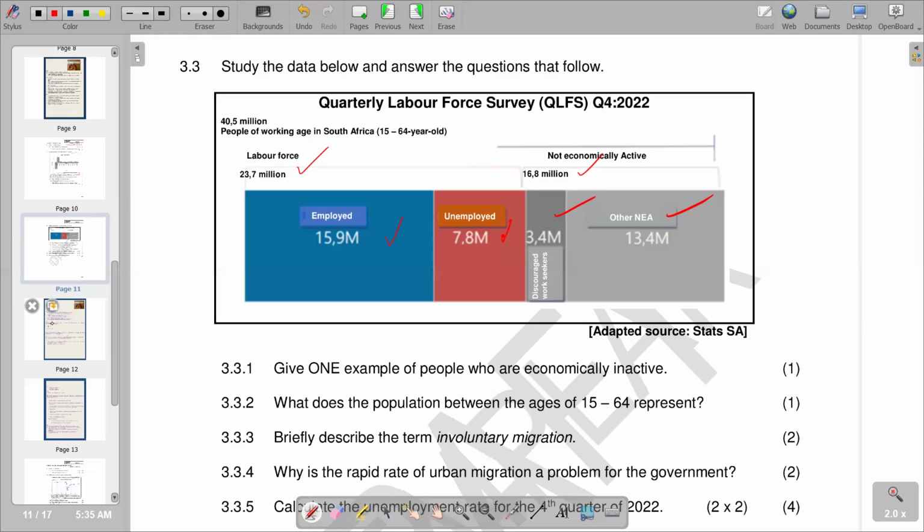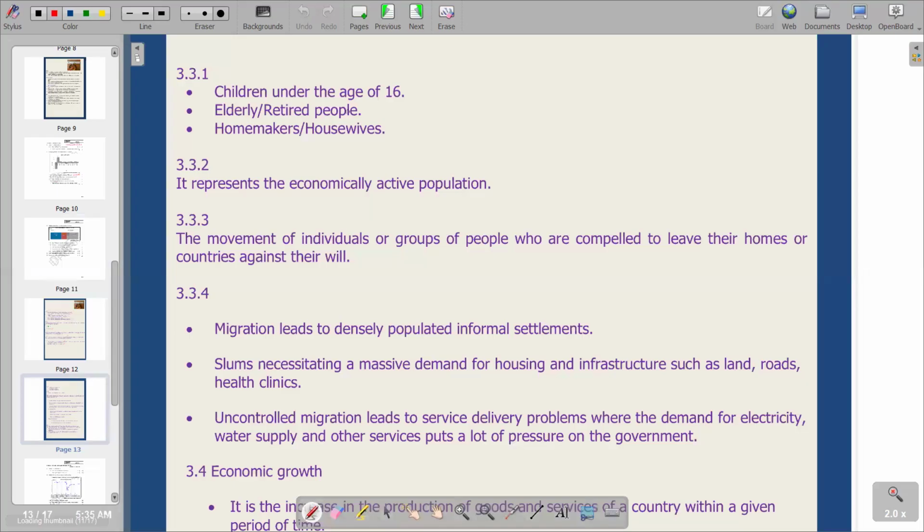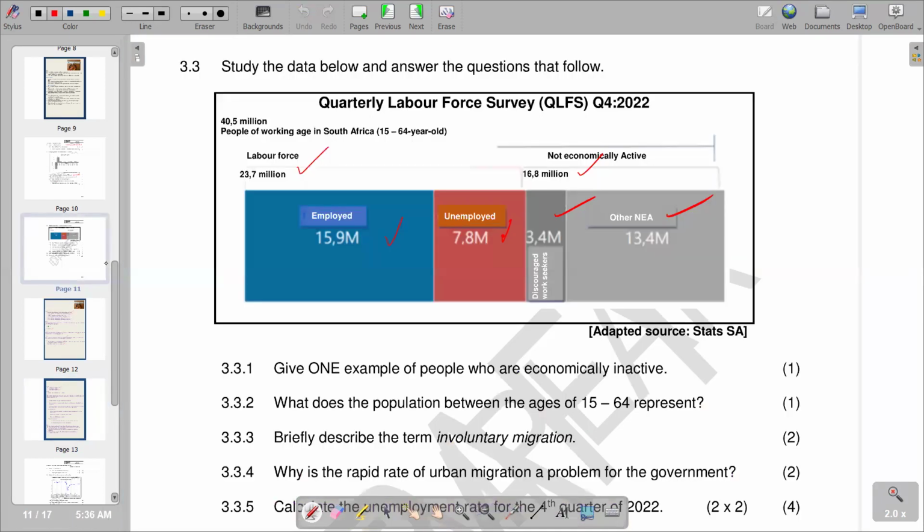So we go to the other section, try to see which groups we can include under that. We have children under the age of 16, they are economically inactive, and then the elderly that are retired, and then we also have the homemakers, which are the housewives, who are also part of the groups of economically inactive. So we go to the next question and try to see what we have.